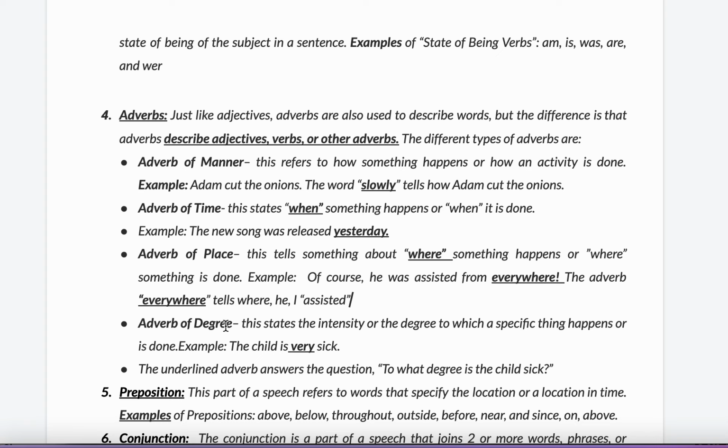It's adverb of degree. That states the intensity or the degree to which a specific thing happens or is done. Example, the child is very sick. So here the very underlined, all these underlined words are our adverbs, and they're divided in different denominations and different specific or certain classes. So that's how we have to know.